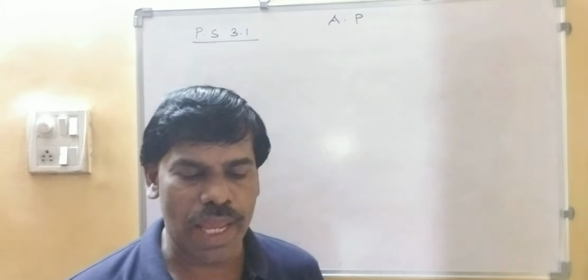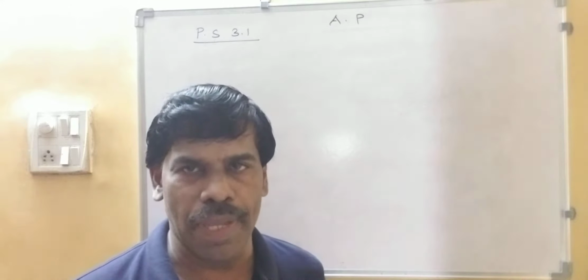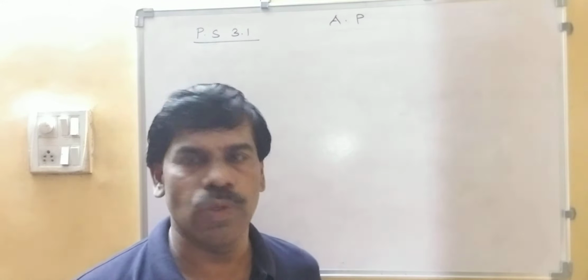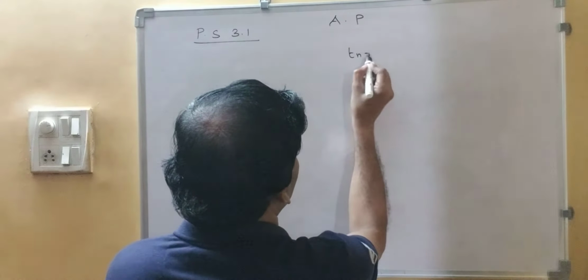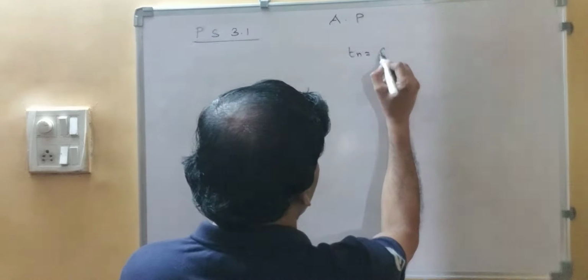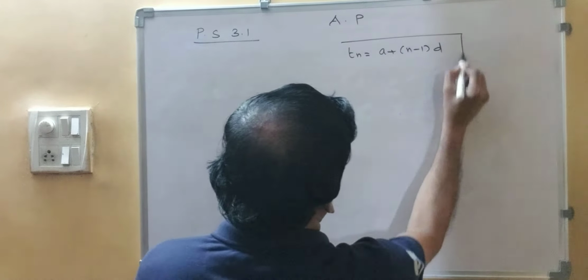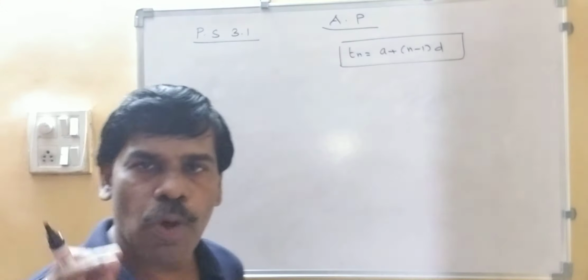Students, we will see today how to find out the nth term of any AP. That means any term of the AP can be found by using the formula Tn equal to A plus (n minus 1) into D. This I will explain with the help of some examples.